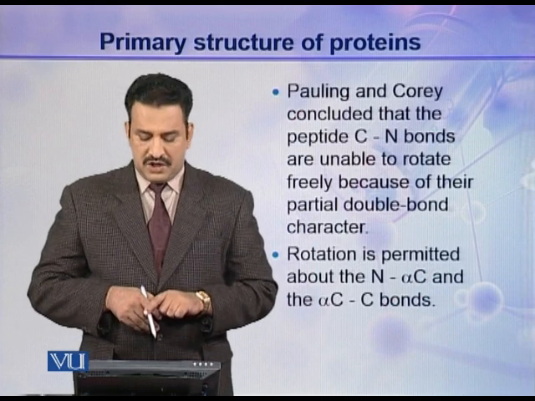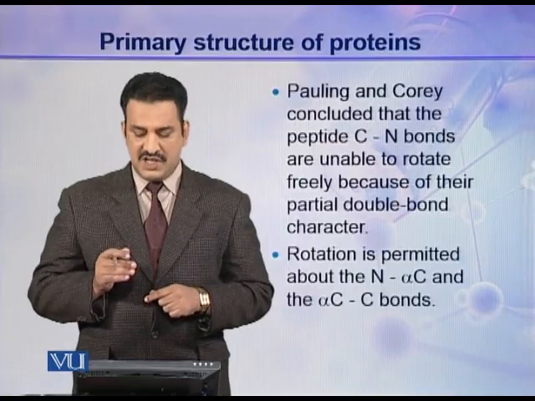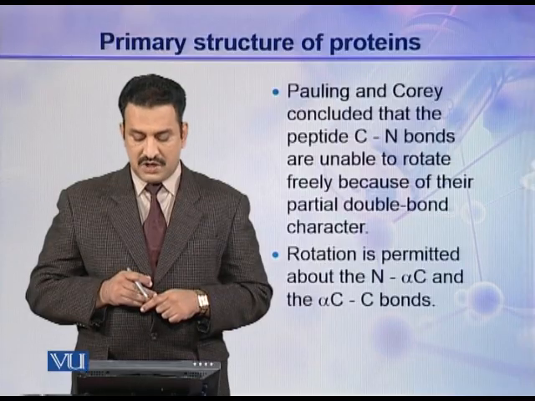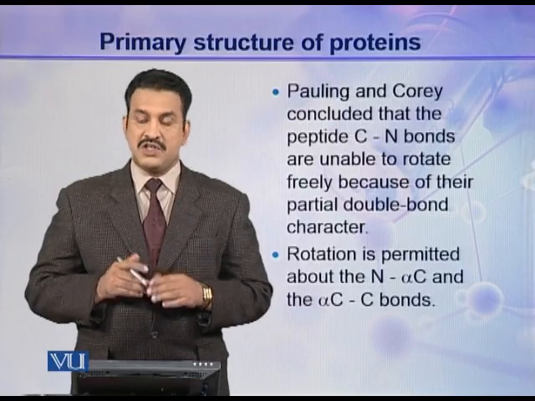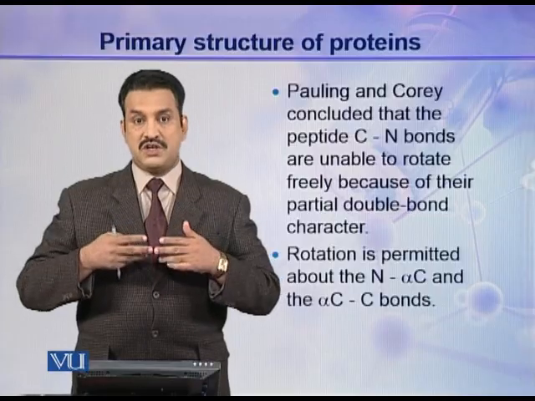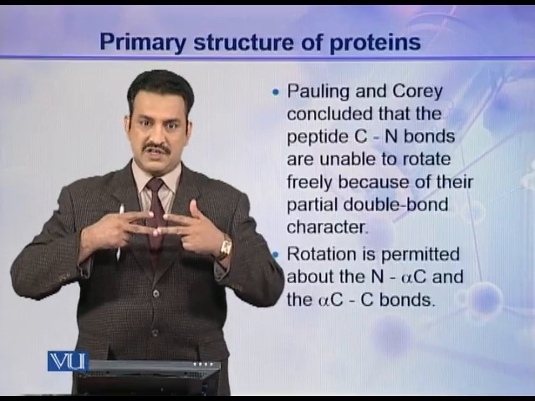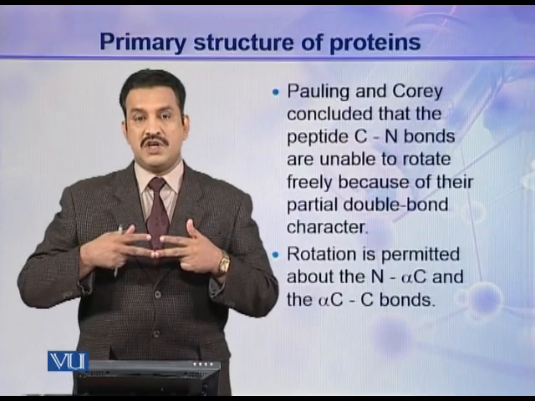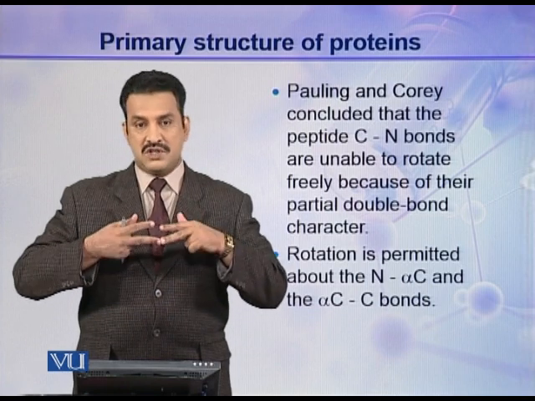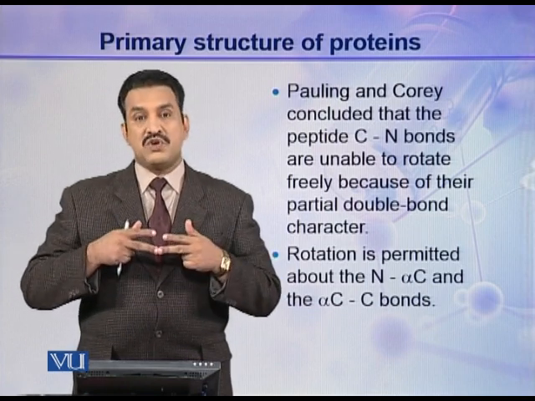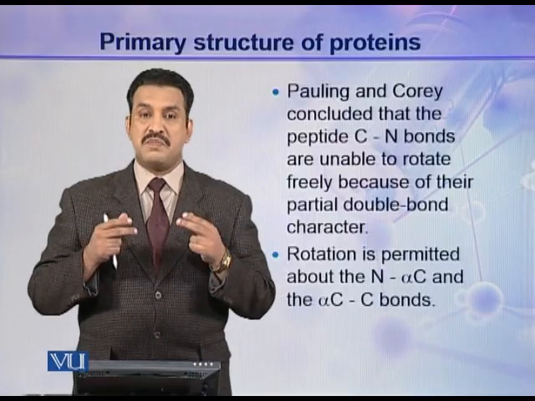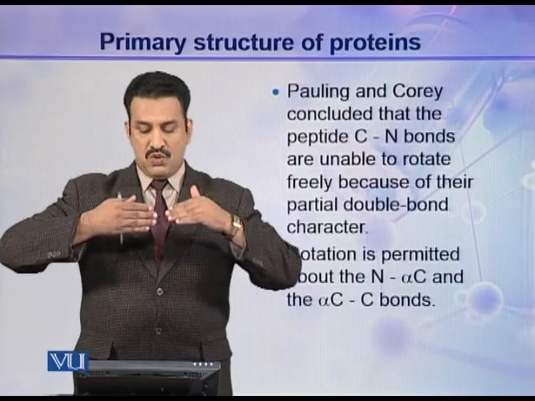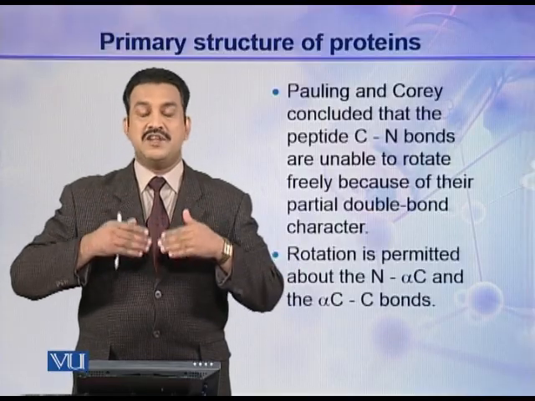Pauling and Corey concluded that the peptide C-N bonds are unable to rotate freely because of their partial double bond character. Single bonds can rotate, but double bonds cannot. As you know, the peptide bond is partially double bond, so it is a rigid bond and it cannot rotate. If it cannot rotate, then how do different peptide groups become angular to each other? They lie at different angles. How?